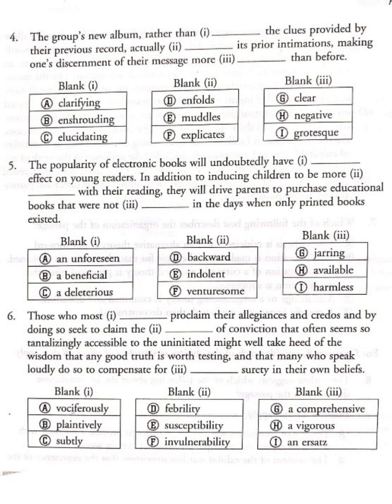Next. Those who most proclaim their allegiances. Allegiance means loyalty. Credo, motto. Satyameva Jayate is our national motto. Credo. And by doing so seek to claim the dash. Okay, I'm going to read again. Those who most proclaim, announce publicly, their allegiances and credos, and by doing so seek to claim the dash of conviction, firm belief, that often seems so tantalizingly accessible to the uninitiated. Tantalizing, teasing, appearing to be within grasp but actually not so. Accessible to the uninitiated, untrained in the specialized knowledge.